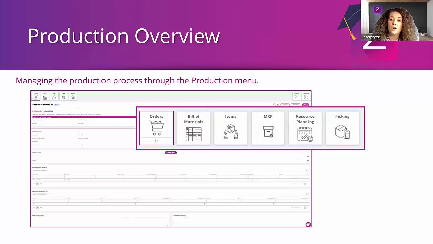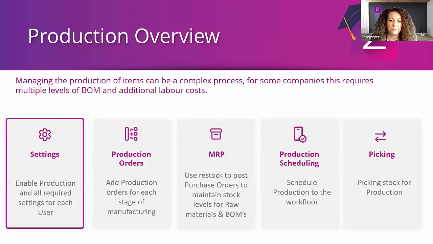So if you want to just take a quick check on a raw material, for example, you can run the MRP. We've got the resource planning, which can also be accessed directly from the production menu, and of course, the picking. So it's just bringing everything for you into one area within the platform so that you don't have to keep moving around and going into items, for example, to check on stock items or components or even bill of material items, but you can do it all within one area within this platform.